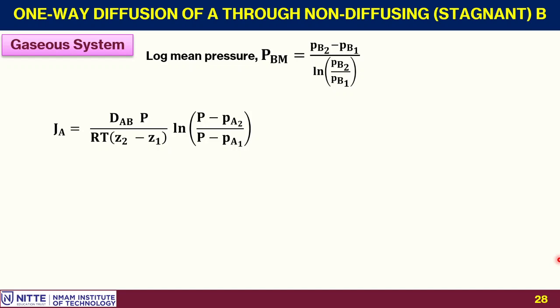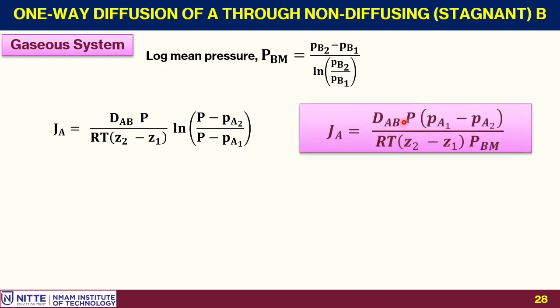You can also make use of log mean pressures, the way you use log mean temperature difference, LMTD, in heat transfer. Similarly, you can make use of log mean pressure difference, PB2 minus PB1 by log of PB2 by PB1. You can make use of that in this equation. So you can write an equation similar to this. J is equal to DAB by P, RT delta Z. In the numerator I can write PA1 minus PA2. Simplifying these two terms, I end up with log mean pressure difference.